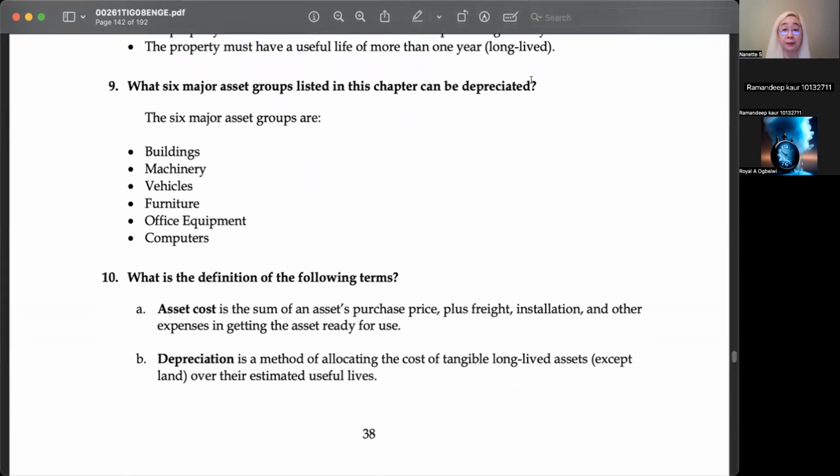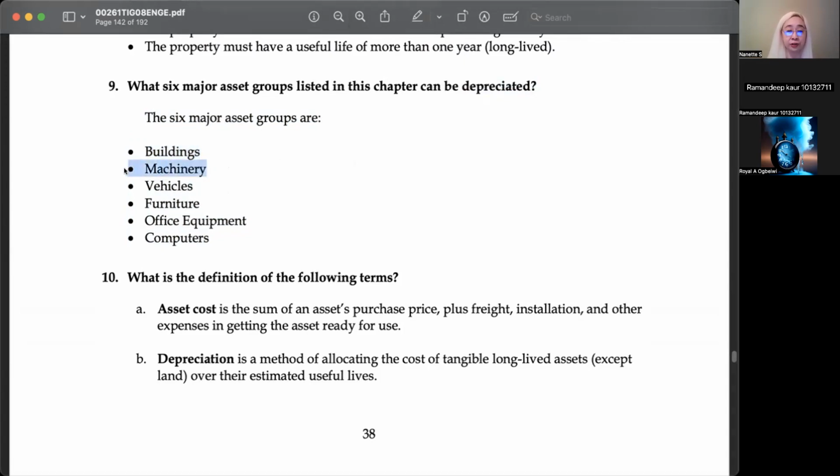So talking about depreciation, depreciation is the wear and tear or the lowering of value of certain assets. So what are the major asset groups? Raman, can you read number 9, please? The six major asset groups are building, machinery, vehicle, furniture, office equipment, and computers. Right. So let's say we're running a restaurant. So the building where we have the restaurant is our major asset.